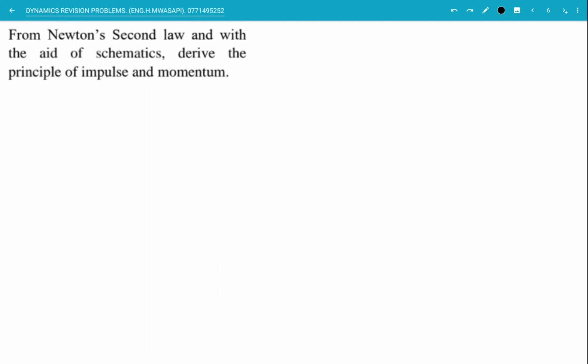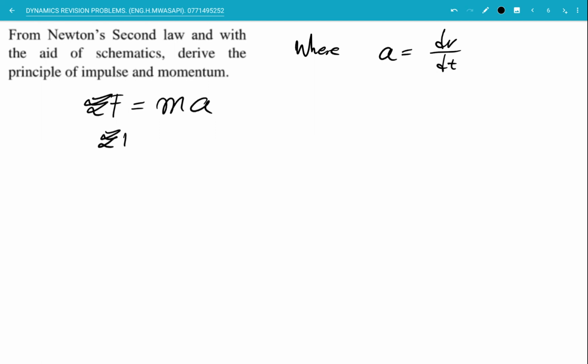From the second law of motion, we know that summation of the forces is equal to what? Mass times acceleration, where we understand that acceleration is the change in velocity over a period of what? Time. With this in mind, we can substitute for a with what it represents. So we say that the summation of all the forces is equal to m times what a is now, which is dv over what? dt. And this will be the summation of the forces being equal to m dv over dt.